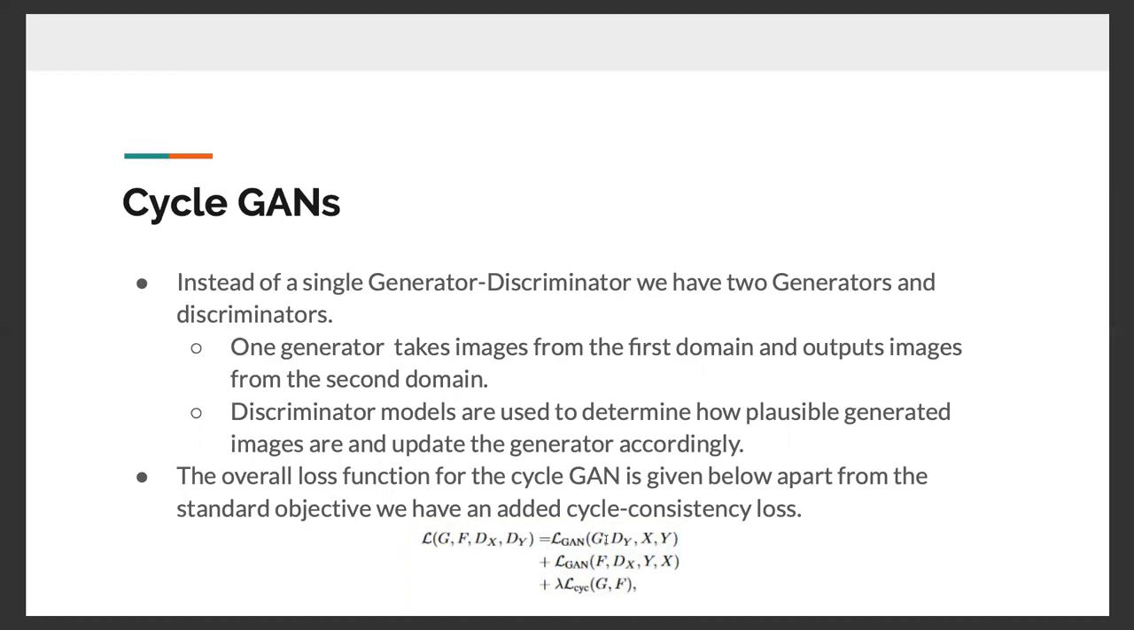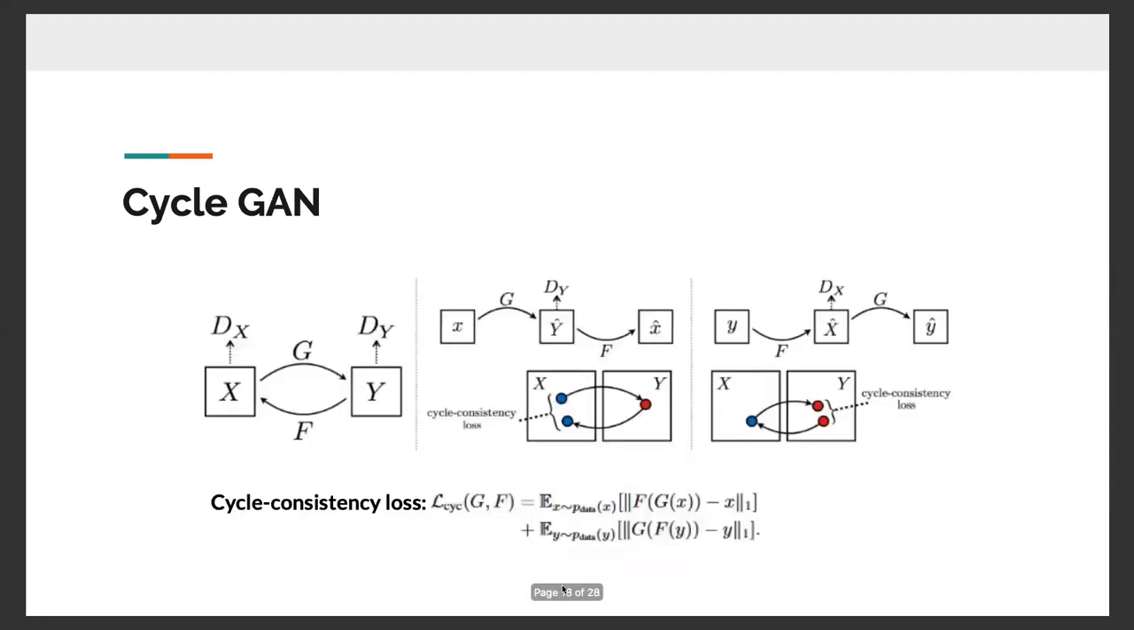G and F here are the 2 generators we have, and D_X and D_Y here are the two discriminators we have. In addition to the 2 GAN losses, which are just like we said, min-max losses, we also have a term called the cycle consistency loss. And notice this lambda. This is just to control how important the cycle loss is in this kind of loss.